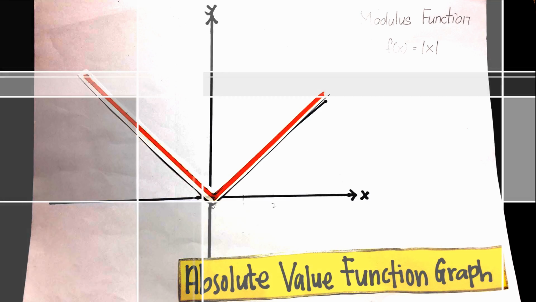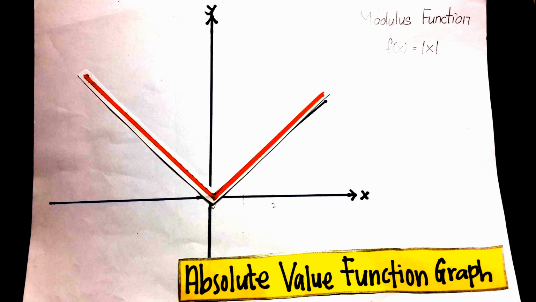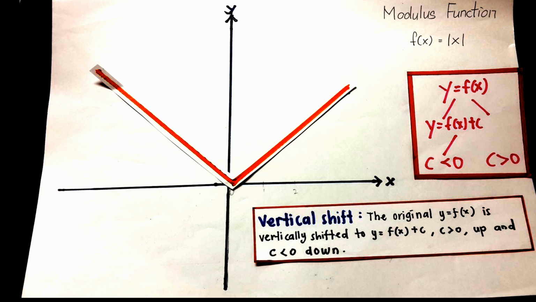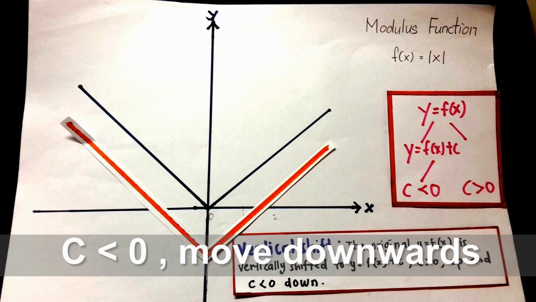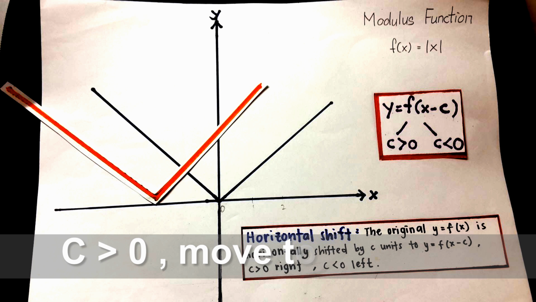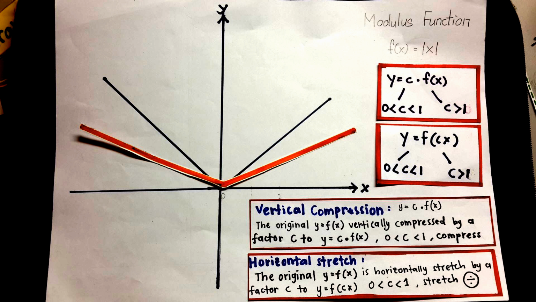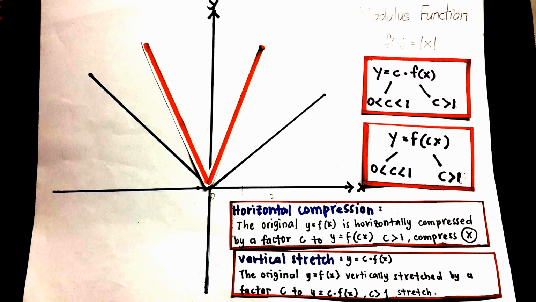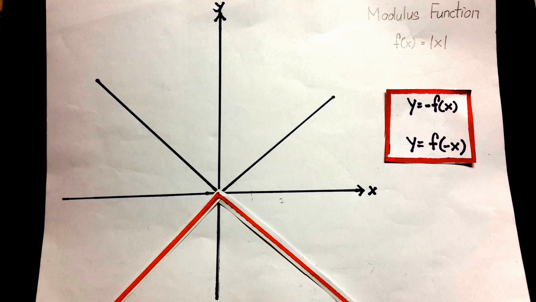Last but not least is our absolute value function graph, or known as modulus function graph, where f(x) equals modulus x. The vertical shift and horizontal shift are still the same. In this condition, it becomes wider, while in this condition, it becomes slimmer. In here, the reflection is still the same on the y-axis, but in the x-axis, it just flips over.